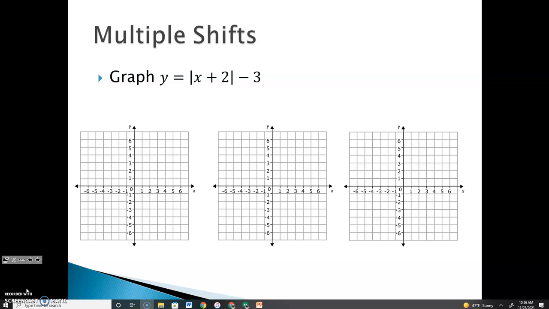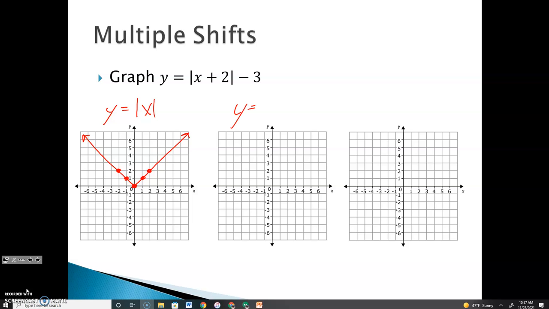So starting out, we have y equals the absolute value of x plus 2 minus 3. As always, we will start with our parent function, y equals the absolute value of x. So I will go at (0, 0), (1, 1), (2, 2), (-1, 1), (-2, 2), and on. It makes a V. Straight lines, absolute value function makes a V.